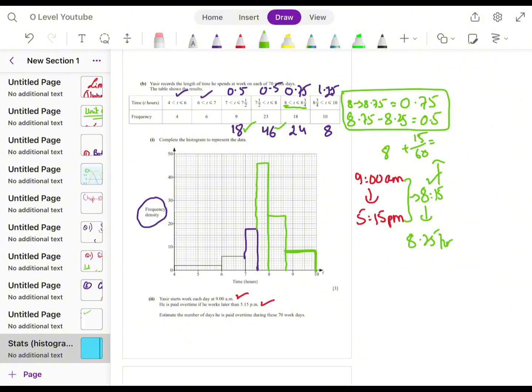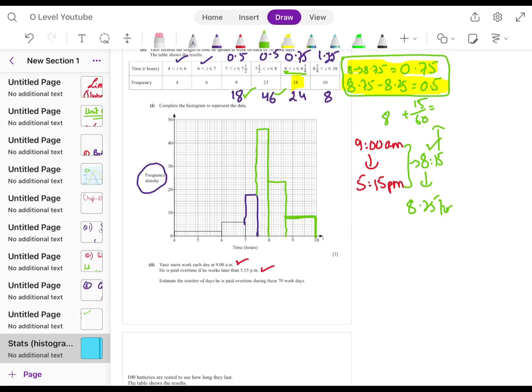So we need to find out the frequency of this range. How can we find the frequency of this range? We know the frequency of 8 till 8.75, that is 18, given in the question, but we don't know the frequency of 8.25 till 8.75. How can we find it out? We know the difference between these two. So we just need to divide the value: 0.5 divided by 0.75, multiplied by the frequency of this, 18.